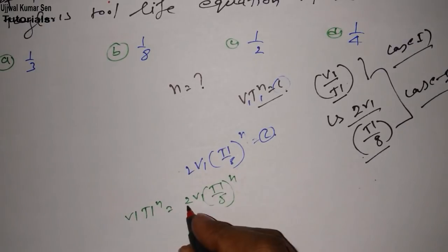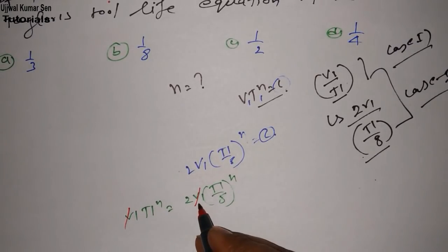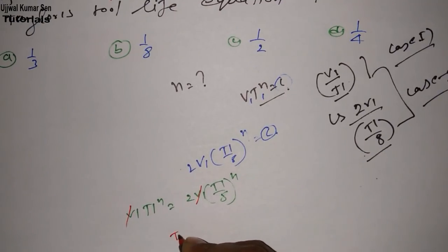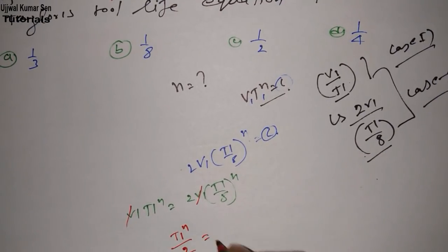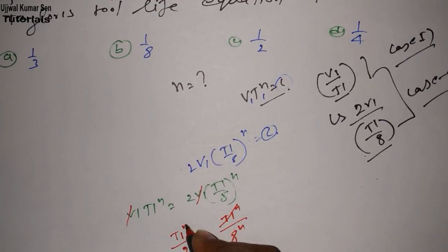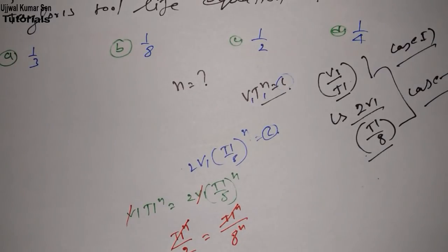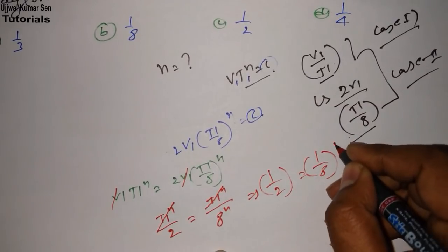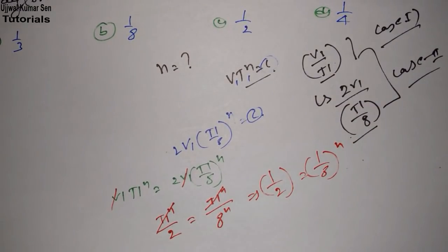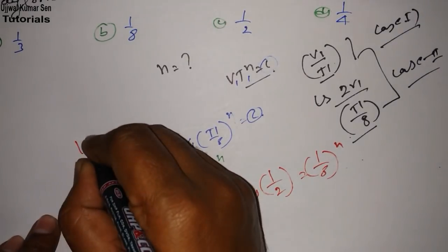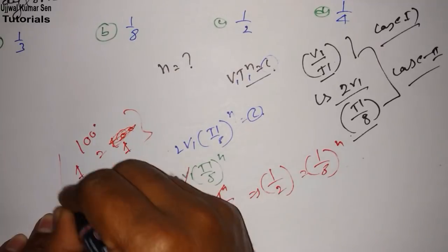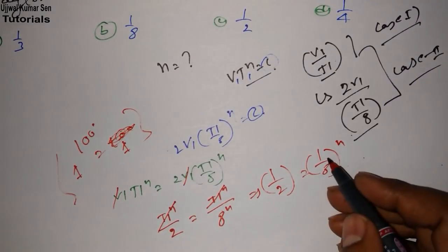Now V1 gets cancelled, so 2 is remaining there. Again we got these values, so let me write T1 to the power n by 2 is equal to T1 to the power n by 8 to the power n. So T1 to the power n and T1 to the power n get cancelled. So we get 1 by 2 is equal to 1 by 8 to the power n. Because if I do 1 to the power 100, even its value is 1, not 100. So that's why I have put it there.